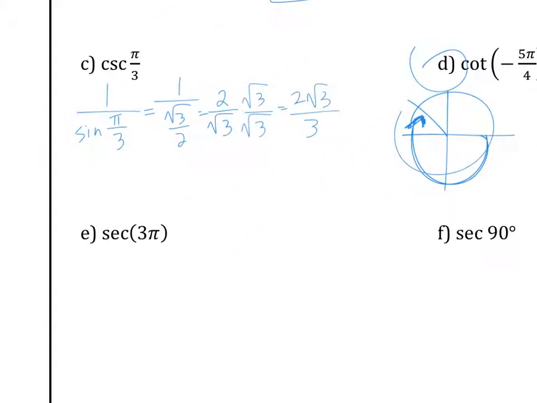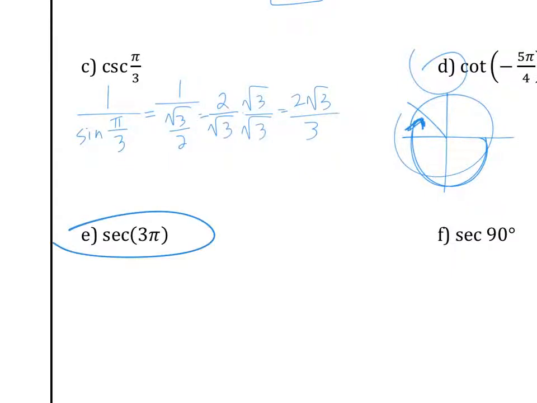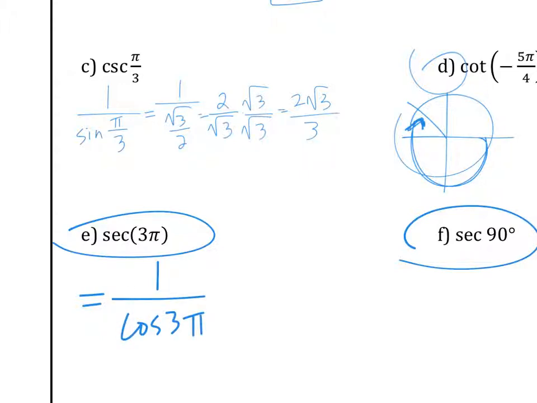Okay, so everyone please go on to E and F. When you're done, let me know. Okay, secant of 3 pi is 1 over cosine of 3 pi. If you're not sure where 3 pi is, you start at 0. Goes pi, 2 pi, 3 pi. So 3 pi is the same thing as pi. So that is going to be negative 1.